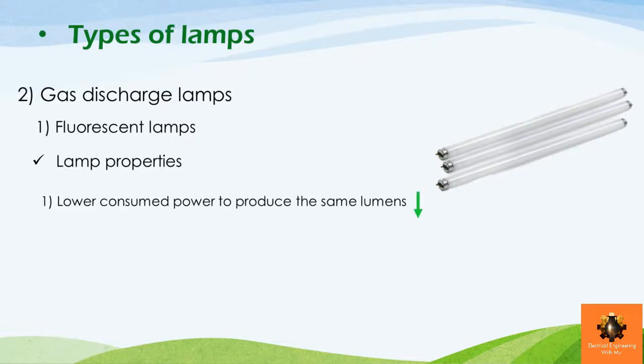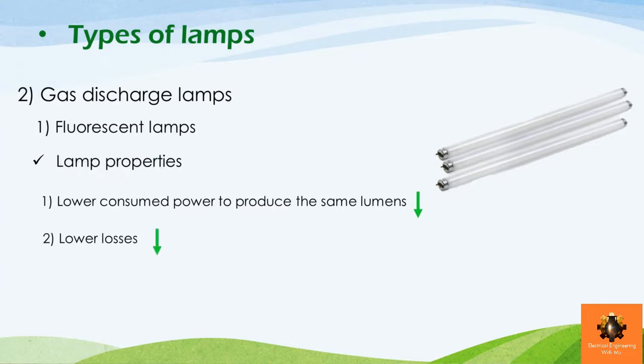And if we need to know what the different properties of the fluorescent lamp are, we say that the fluorescent lamp consumes lower power to produce the same amount of lumens, and this means that it doesn't consume much power to get the required amount of lumens, if we compare it with the filament lamp. So for the same light out of the two lamps, we find the fluorescent lamp consumes less power than the filament lamp, and this means that the fluorescent lamp is an economic one as it consumes less electric power, hence it costs less money.